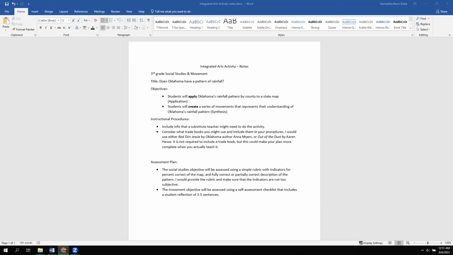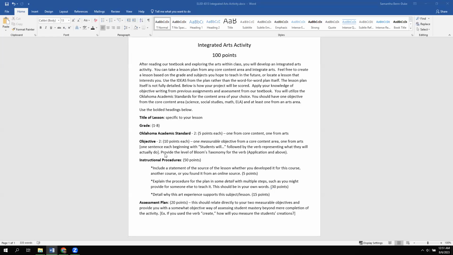All right, so back to this. Make sure that in your instructional procedures, this is half of your overall score. That statement of where your lesson comes from is important, but this 30-point part is really explain to us what it is the students are going to do. This should be, I'm going to estimate, around a half page or so. I'm not telling you it has to be that. I'm just trying to give you kind of a rough guideline there.